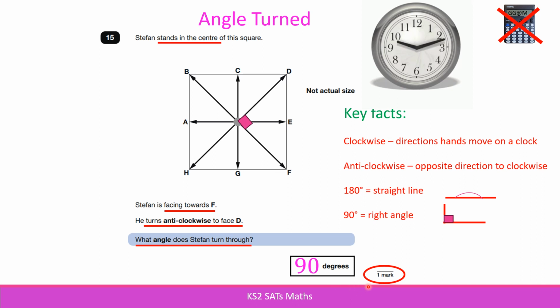So the key thing here is to make sure you work out which way you're facing, what anti-clockwise means, and where you're ending up. And you need to know that between 4 of the sections is 180, and between 2 of the sections is 90. So the answer was 90 that you were looking for.